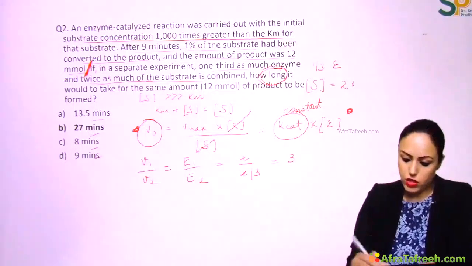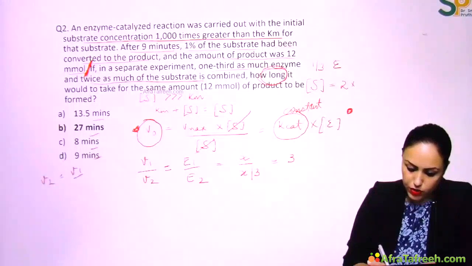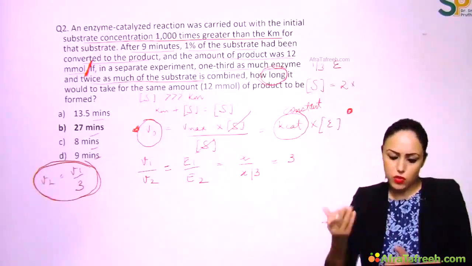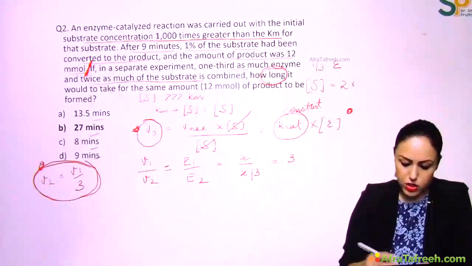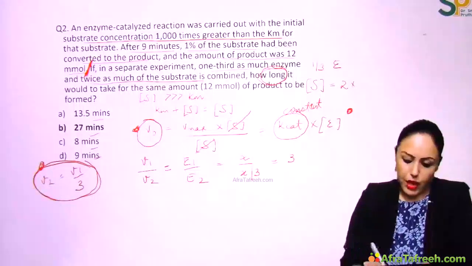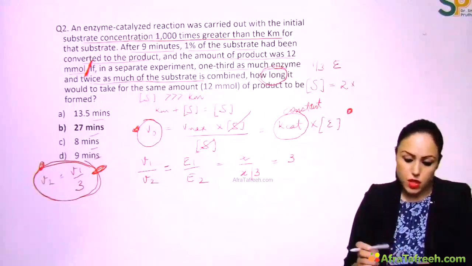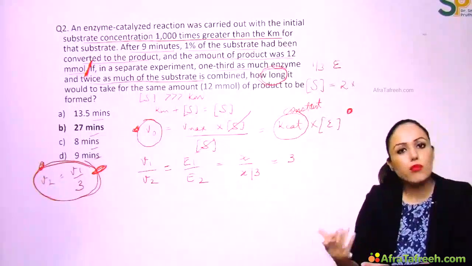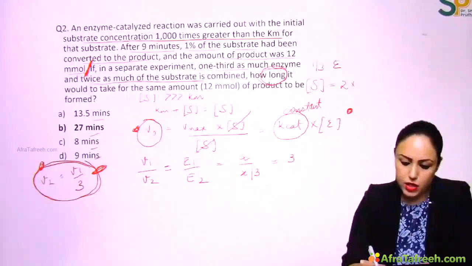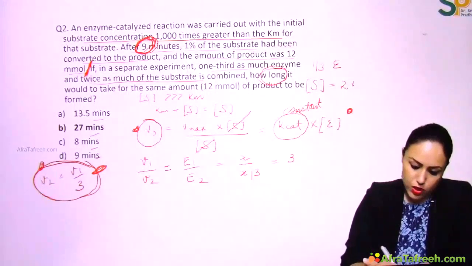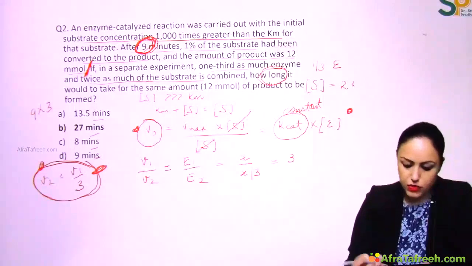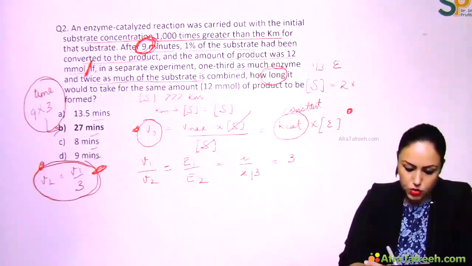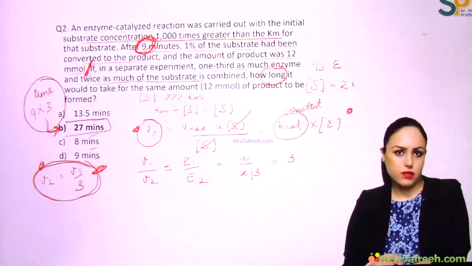So what will be the velocity in the second case? V2 is equal to V1 by 3. So velocity is decreased. Can you see? As enzyme is decreased, velocity will be decreased. So in the second case, velocity is equal to V1 by 3. As velocity is decreased by 3 times, time taken will be increased. More time will now be taken for the same product to be formed. Initially time taken is 9 minutes. So 9 into 3. As velocity is decreased by 3 times, time taken will be increased by 3 times. 9 into 3 is 27. That is the answer. Okay.